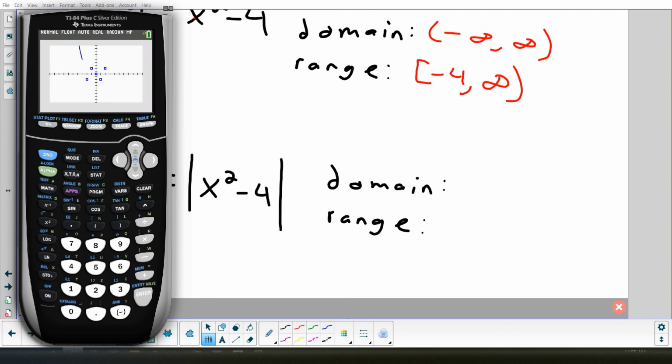It's going to have like 3 curves. Yep, so it's going to look like that. It's a W. The part that was down here has been flipped up.